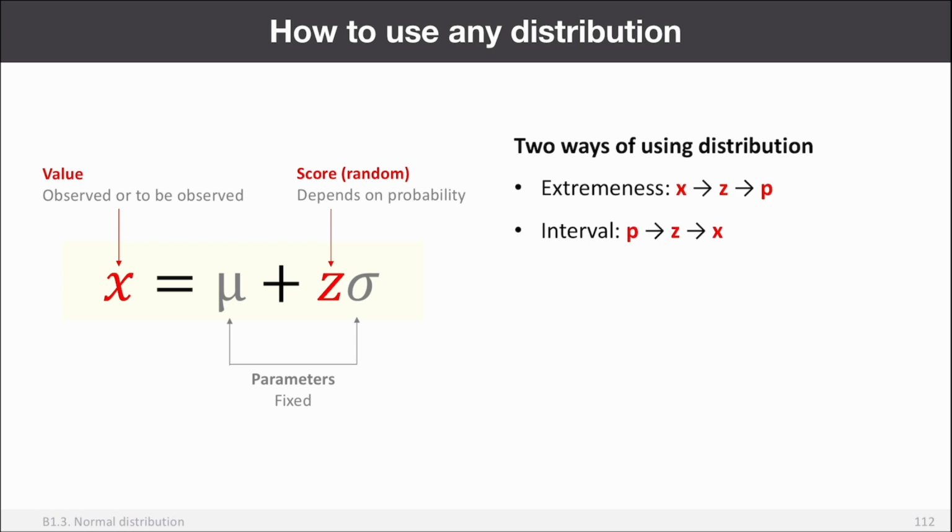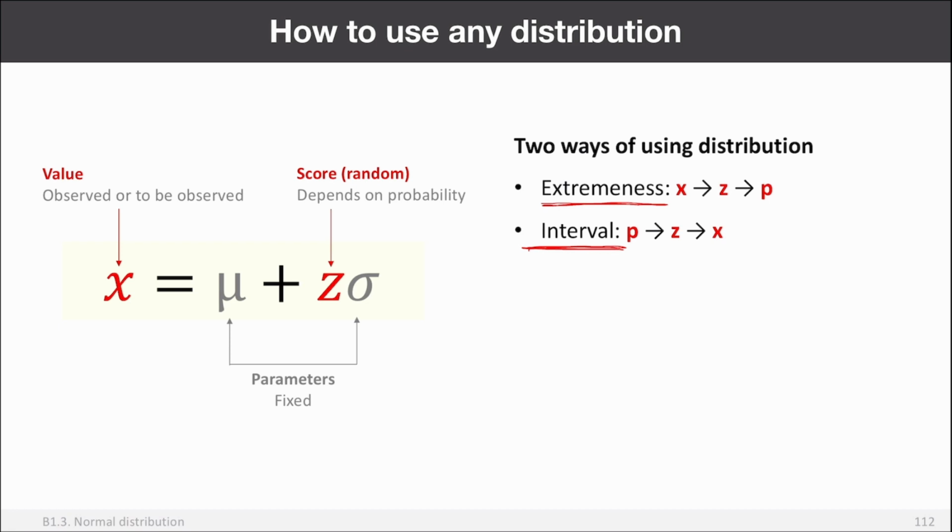Now, it means that we have two ways of using distribution. You can think about distribution as the way to handle this randomness. What are the two ways? Well, either you can assess the extremeness of your value for given parameters. It means that in this case, we assume that parameters are known, and then we can assess how extreme your value is for these given parameters. Or you can compute intervals of your values for different probabilities. So assessing extremeness or computing intervals are the two most important ways to use any theoretical distribution.